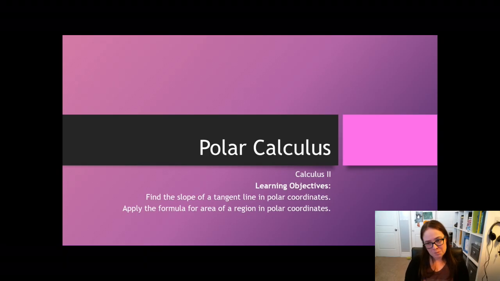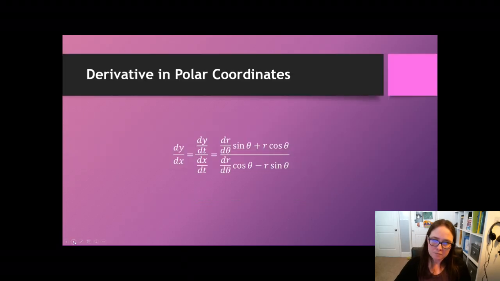So specifically, we're going to look at finding the slope of a tangent line, and then also finding the area inside of a polar curve. So kind of pulling in some of the things we've done in Calculus 1 and in this class, and doing that with polar coordinates. Now let's start with the slope of that tangent line.